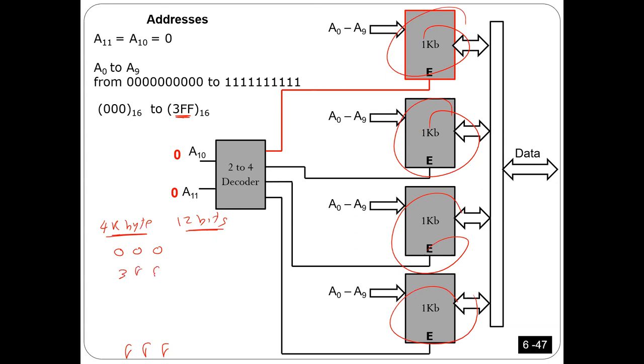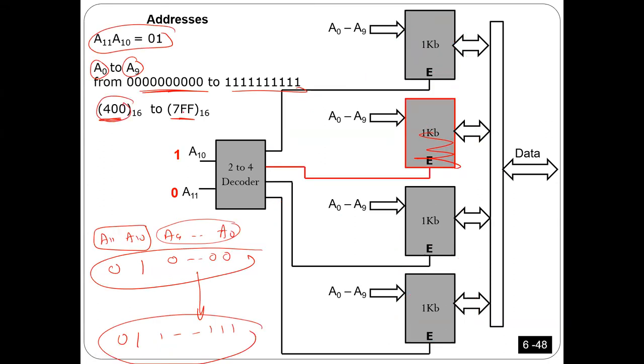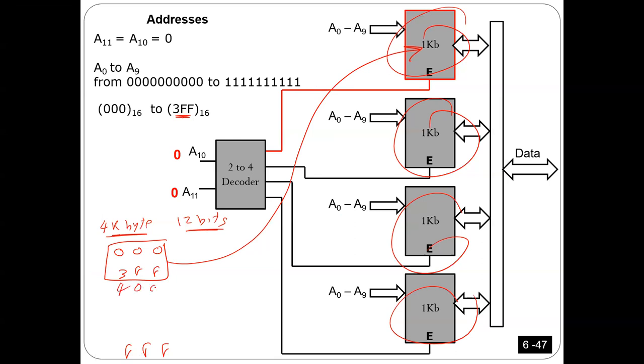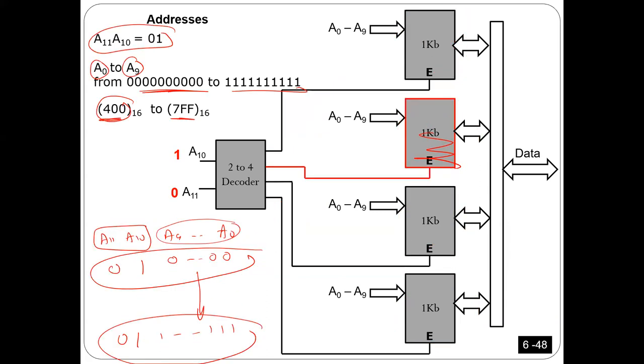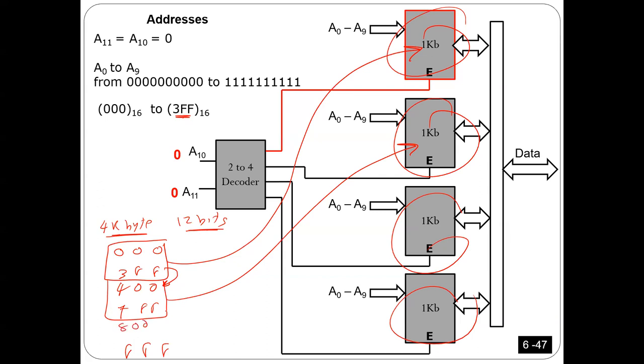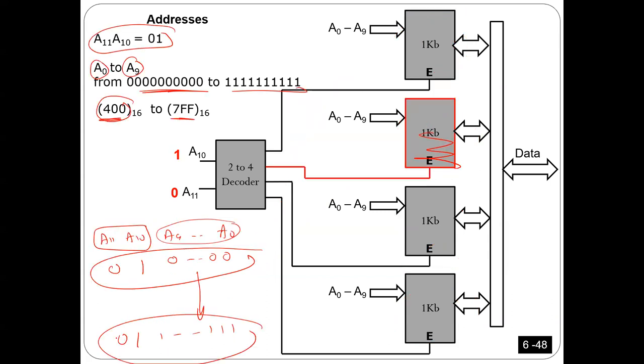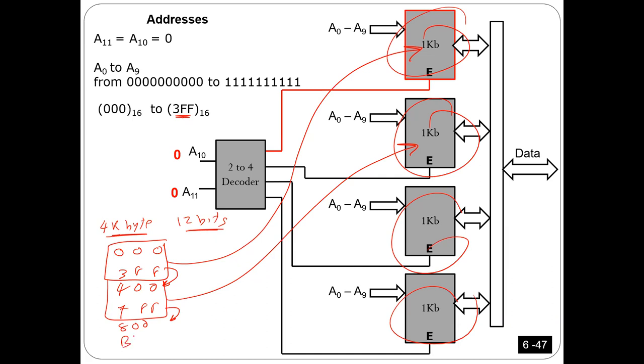Until 3FF, this range, this part is going to be here. Okay, look at the next one here. 400 to 7FF, so starting from 400 to 7FF. 400 is just what you get if you add one. So this range will be here. Make sense? If you look at the next one here, I got 800 to BFF. 800, you just add one here, okay? Until BFF. So this part will be here, okay?